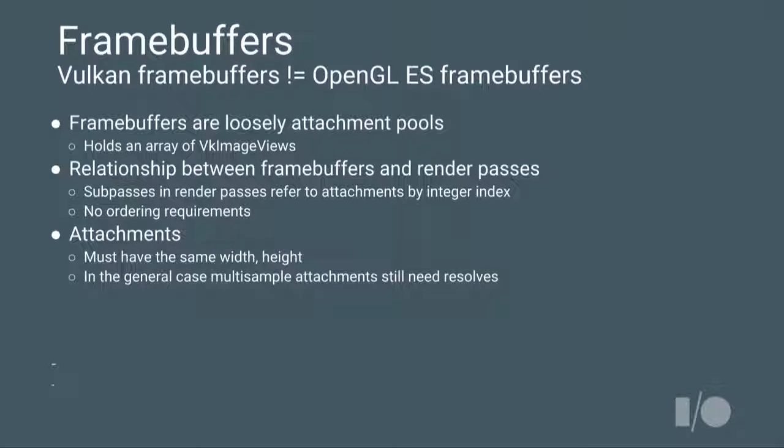All right, framebuffers. Framebuffers in Vulkan are slightly different than they are in OpenGL ES. You can think of framebuffers in Vulkan as basically loosely attachment pools. Essentially, they hold an array of VkImageViews. The relationship between framebuffers and render passes is fairly strict. Subpasses and render passes refer to attachments by integer index. There's no ordering requirements, and the attachments in framebuffers must have the same width and height. In the general case, you still have to resolve any multi-sample attachments to single sample before you use them in textures. Not much different from ES.